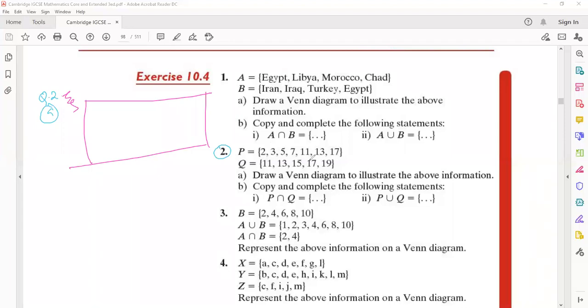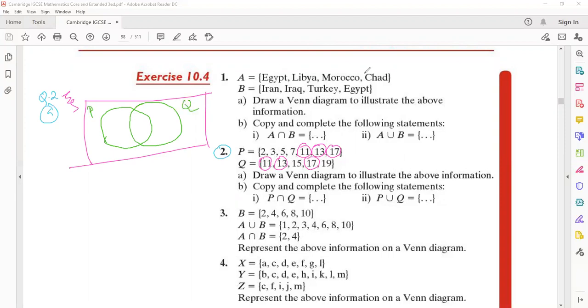You will tell me and I'll write it over here. First is draw. I'm just drawing a space. This is my universal set psi. Now it says illustrate the above information, P and Q. Do P and Q have common values? Yes, 11, 13 and 17. So if they have common values, first you make a circle as a common space. This is P and this is Q.